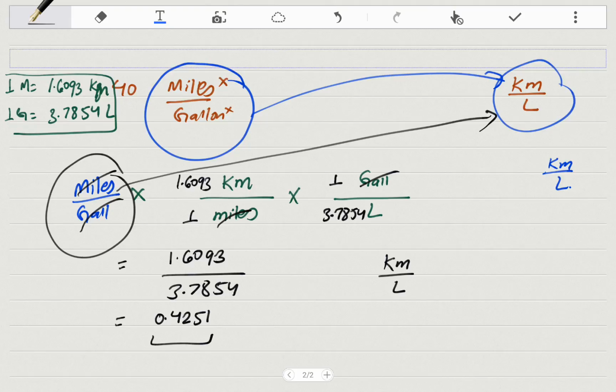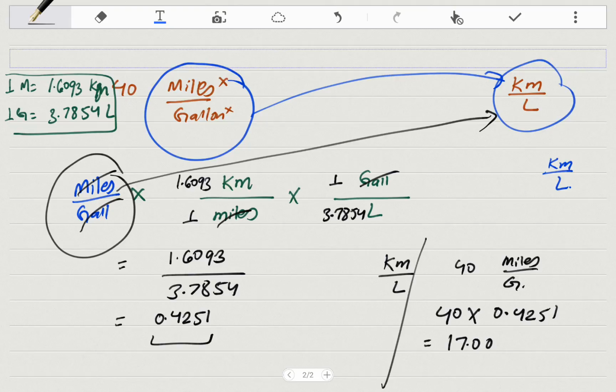That means how much is 40 miles per gallon in terms of kilometer per liter? Well, it's 40 times 0.4251. If I did my math correct, this is somewhere about 17.004 kilometer per liter. And this is as hard as it comes. That's all you need to learn.